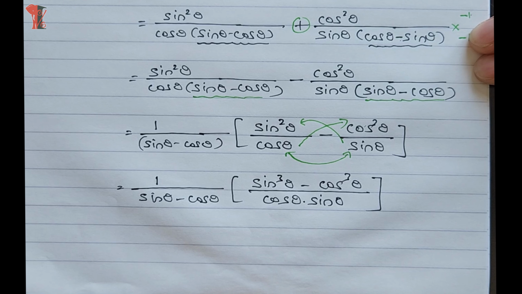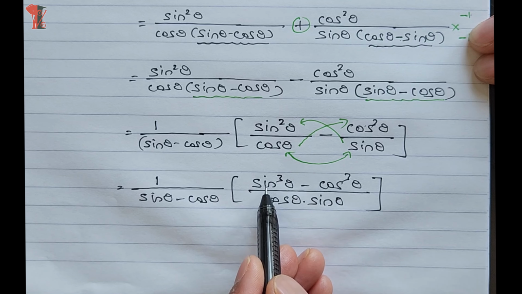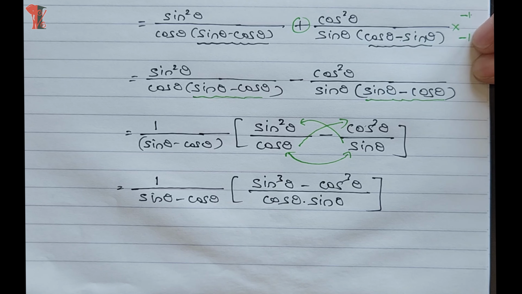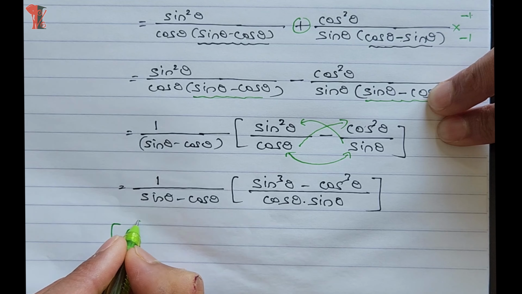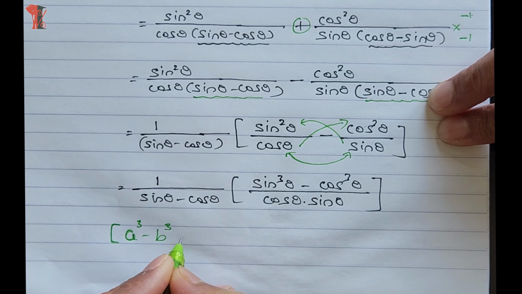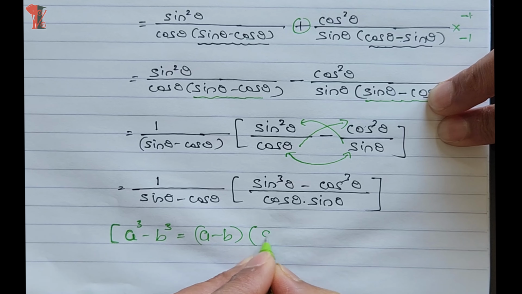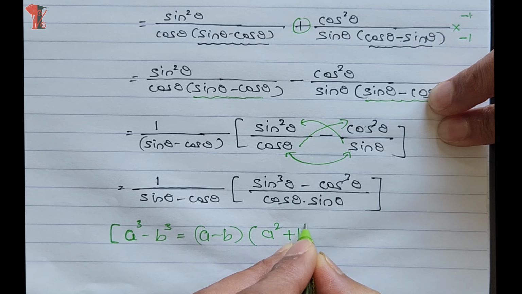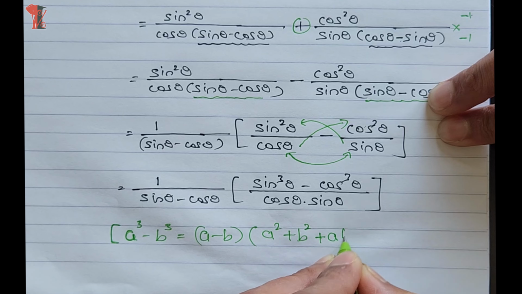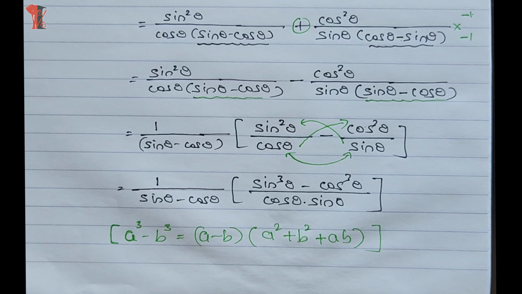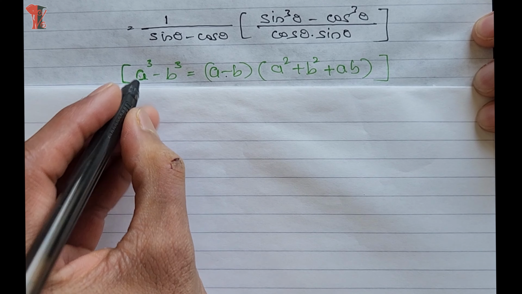So now check the numerator. In the numerator we have what? sin³θ minus cos³θ, right? This will follow one identity, that is a³ minus b³, which is equal to a minus b into a² plus b² plus ab. This we are going to apply now. So let us apply this identity at this particular place.